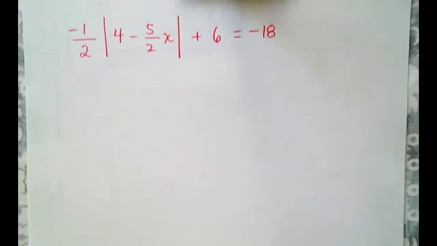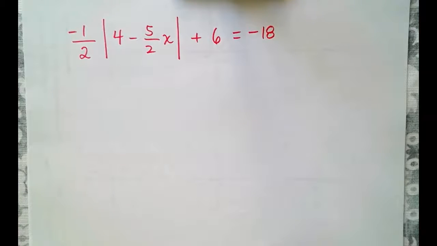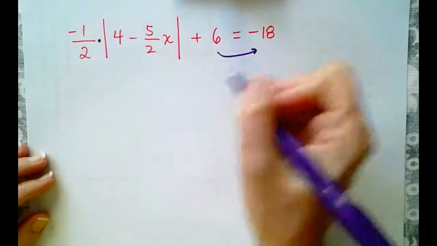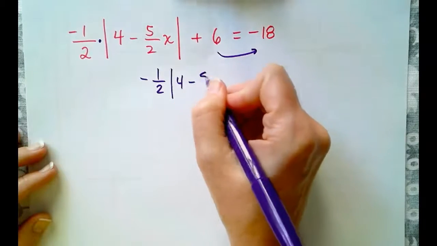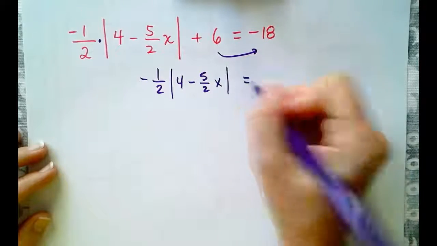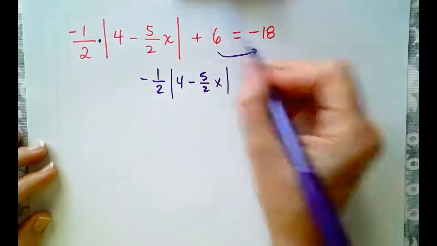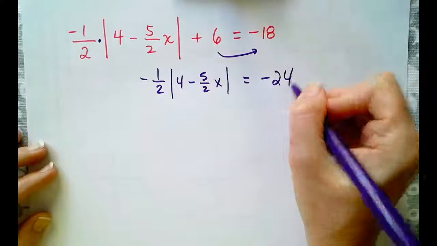Next, negative 1/2 times the absolute value of 4 minus 5 over 2 x, plus 6 equals negative 18. We're still going to use the same strategy. We're going to isolate the absolute value expression. So to do that, we will move 6 to the other side. So negative 1/2 times the absolute value of 4 minus 5/2 x equals negative 18 minus 6, negative 24.